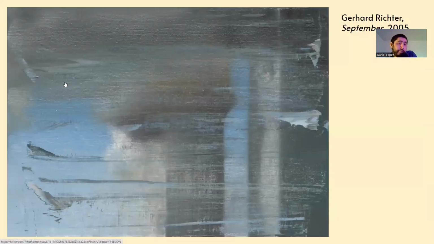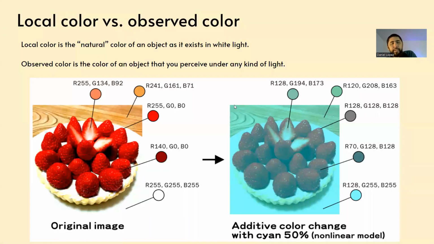This is also monochromatic by Gerhard Richter. Just blue, gray, blue and grays making an image. Local color versus observed color.